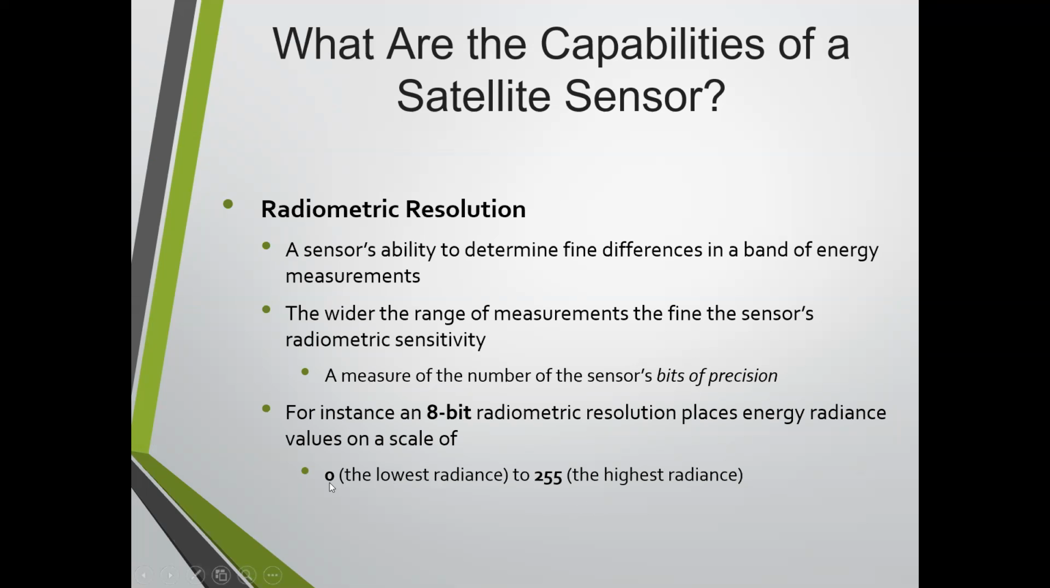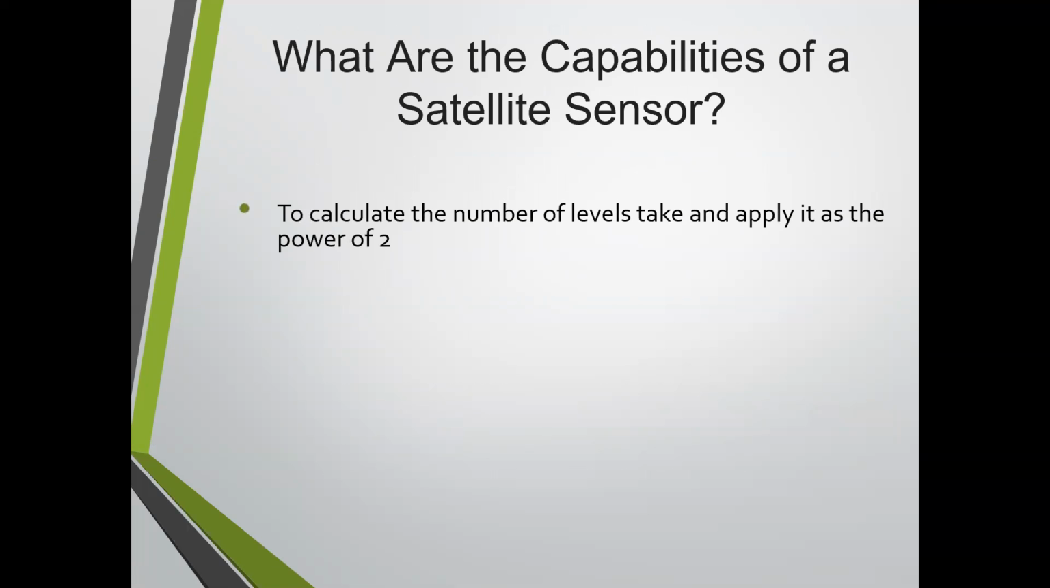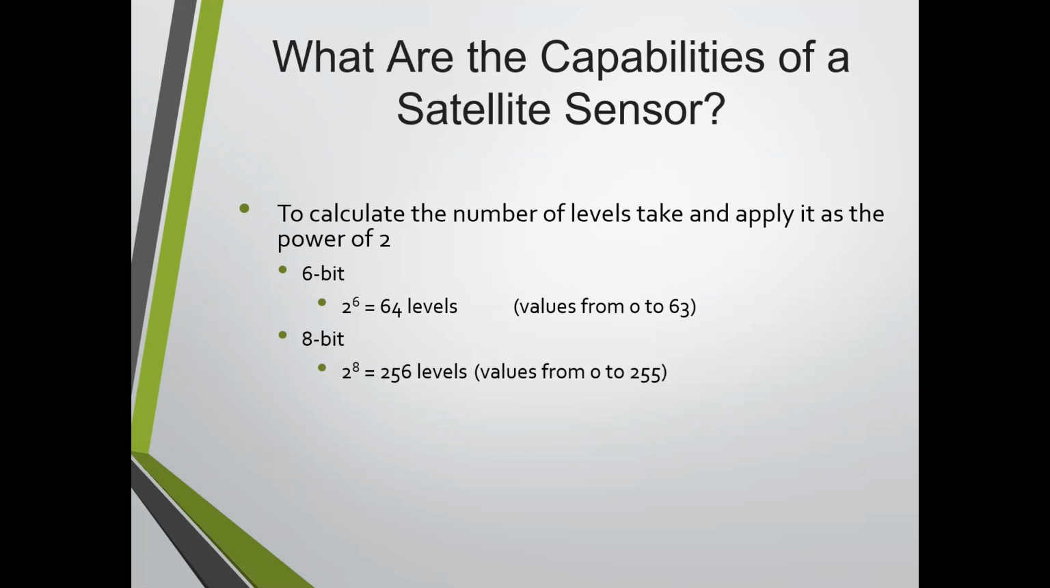So it's going from 0 at the lowest radiance to 255 at the highest radiance. If you push that bit number up, you push more what's going on, okay? So literally you're just calculating the number of levels. It's based on a power of 2 to whatever power you're talking about. So you typically see like a 6-bit, 2 to the 6 would give you 64 levels. So that's not going to give you as sharp values because we're only going from 0 to 63. If we push that to 8-bit, we're going from 0 to 255, so you get 256 levels of data.